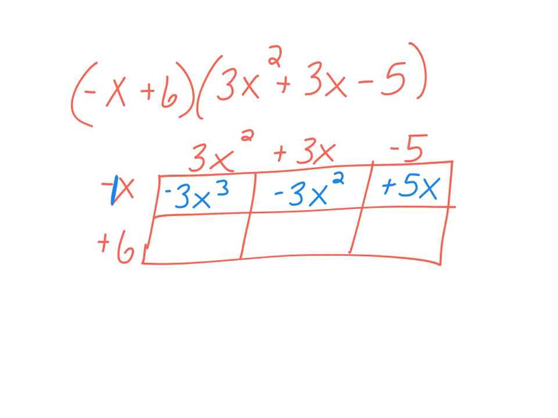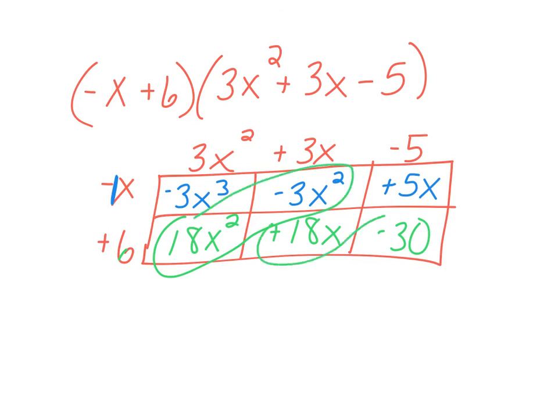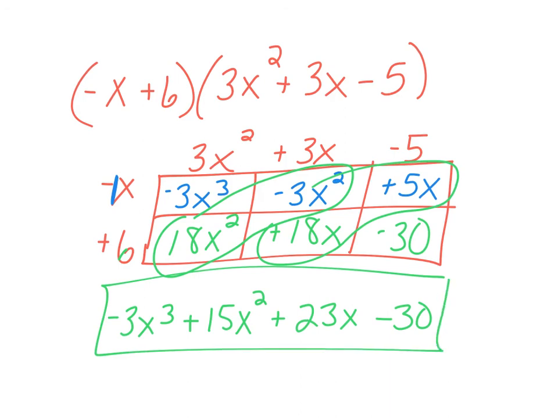Now I'm going to multiply through by 6. Gives me 18x squared. Notice the variables don't change here. 6 times 3x, because I'm not multiplying by another variable, would be 18x. And 6 times 5 is negative 30. Now, if you set this up right on your diagonals, you'll have like terms. This gives me negative 3x to the third. 18x squared minus 3x squared would be plus 15x squared. When I'm adding, variables don't change. Plus 23x minus 30. I have no like terms or parentheses, so I'm finished.